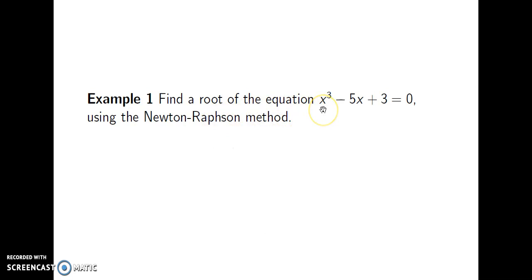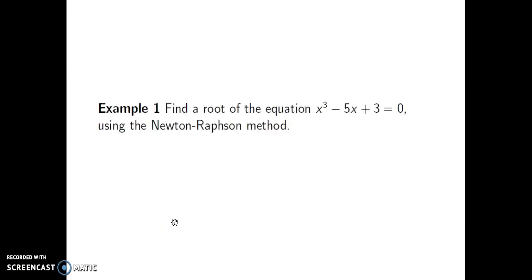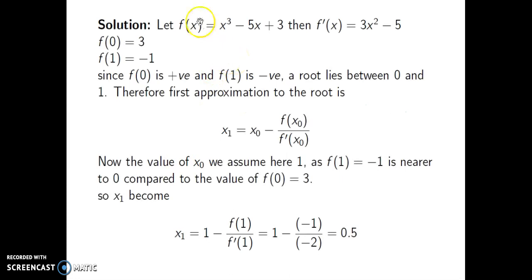Find a root of the equation x cube minus 5x plus 3 equal to 0 using the Newton-Raphson method. Now the first example we consider is for an algebraic equation. In the solution, let f of x equal x cube minus 5x plus 3, then f dash of x equals 3x square minus 5. Now in this polynomial we substitute f of 0, 1, 2, 3, those real numbers. So f of 0 is positive, f of 1 is negative, so the root lies between 0 and 1.